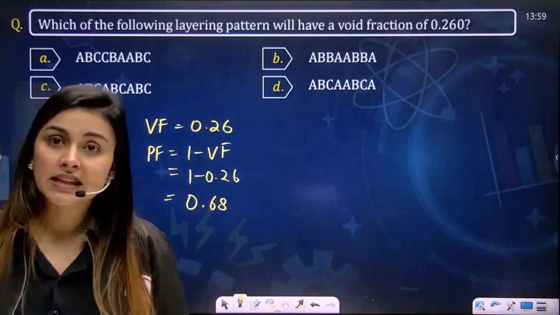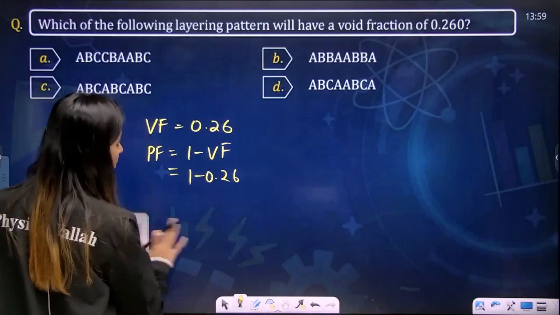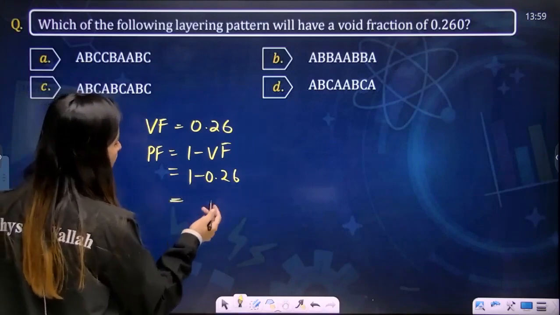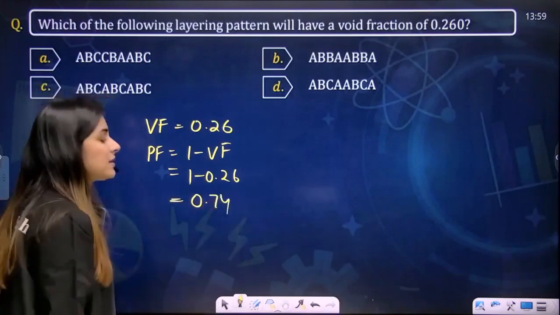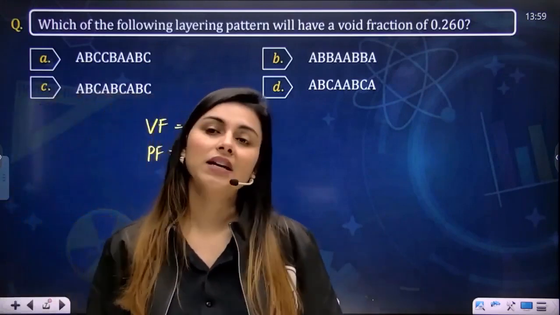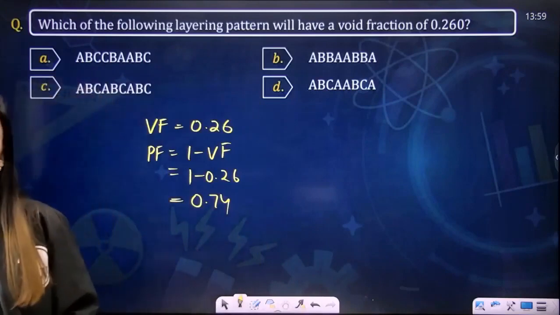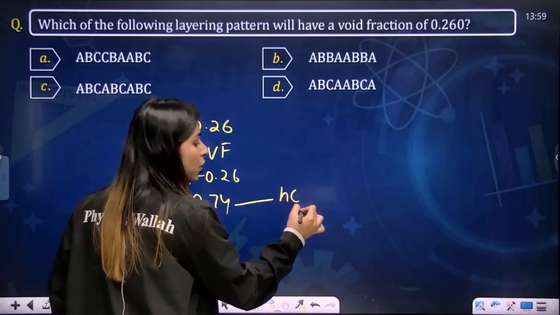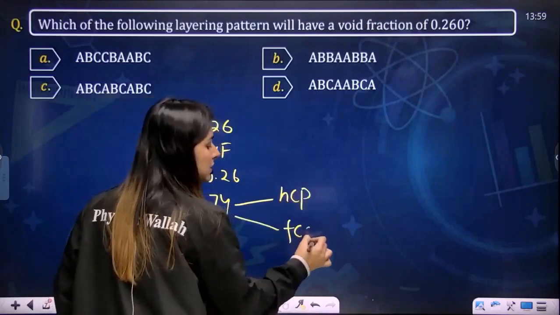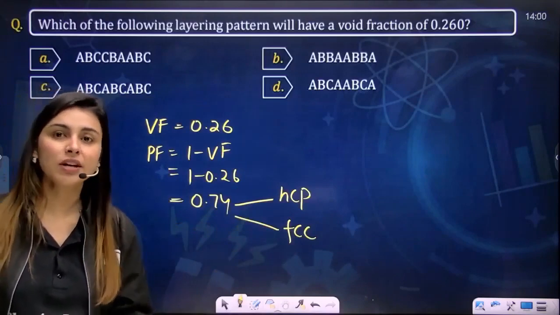What calculation have I done? 1 minus 0.26, yeah, it is 0.74. Yes, it is a 0.74 packing fraction. Now, if your packing fraction is 0.74, this means that either it is HCP or it is FCC. These both have the packing fraction of 0.74.